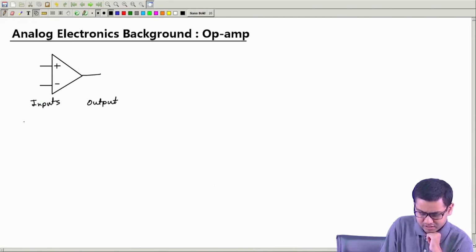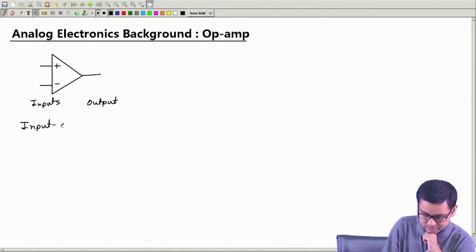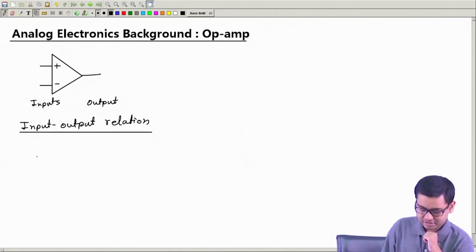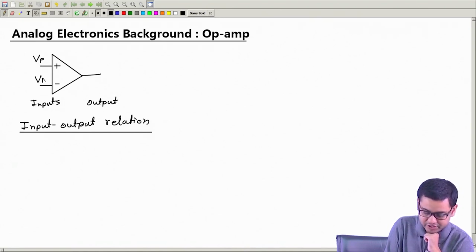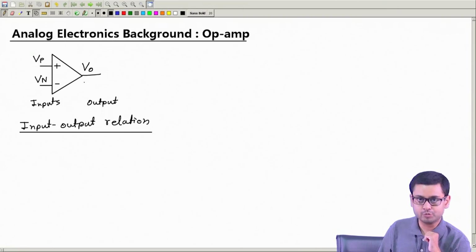Now we need to know how it works. What is the relationship between the input and output? Input-output relation. And it's very simple. Let me call this input Vp, P for positive voltage, and this Vn, N for negative. So these are the two inputs, and this I call Vo, O for output.